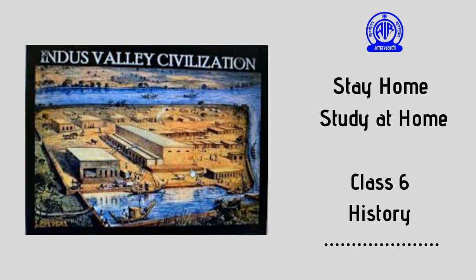Raw materials were some naturally available and some were grown. Naturally available kithyo, copper, bronze. This was naturally available to them, okay? That they used to grow wheat, cotton and other raw materials. Now where did they get copper from? They got copper from Rajasthan. They got bronze from Afghanistan. They got gold from Karnataka. And they got other precious stones.